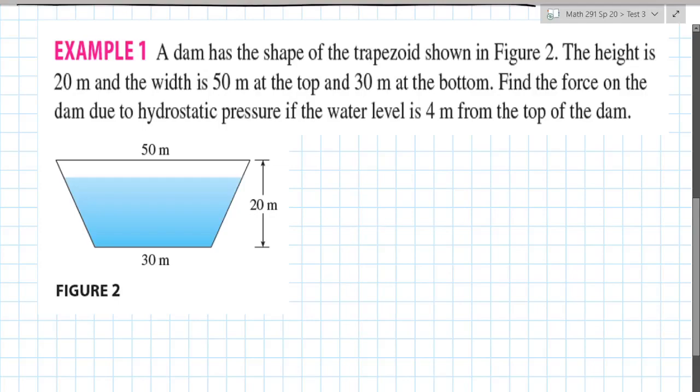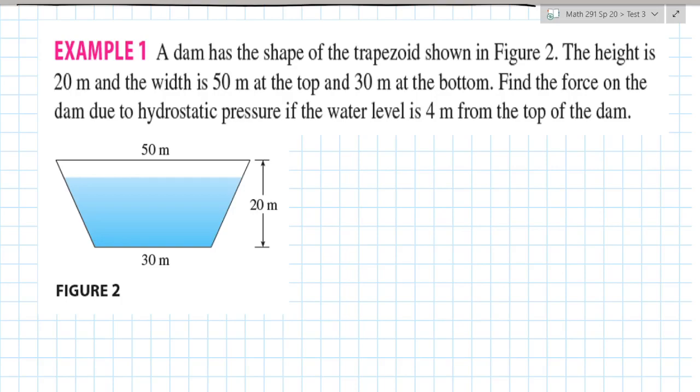Our first example is example 1. A dam has the shape of the trapezoid shown in figure 2. The height is 20 meters and the width is 50 meters at the top and 30 meters at the bottom. Find the force on the dam due to hydrostatic pressure if the water level is 4 meters from the top of the dam.